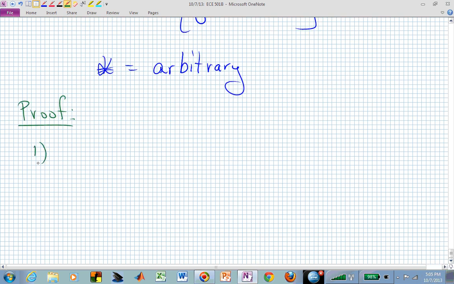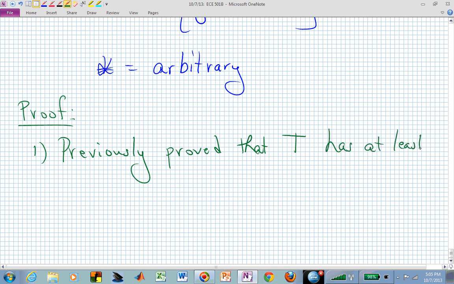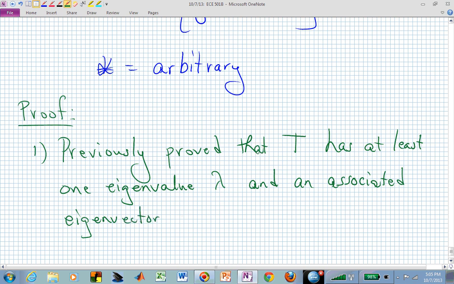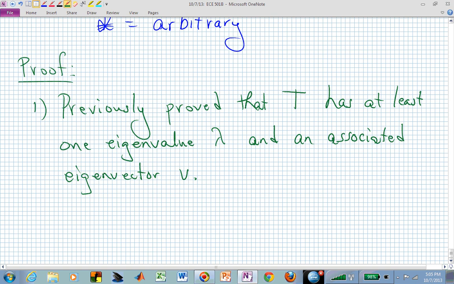So the first step is that we've previously proved, really we just did, that T has at least one eigenvalue, lambda, and an associated eigenvector, let's say V. So now we have one vector V living in the complex finite dimensional vector space capital V that's maybe n-dimensional.